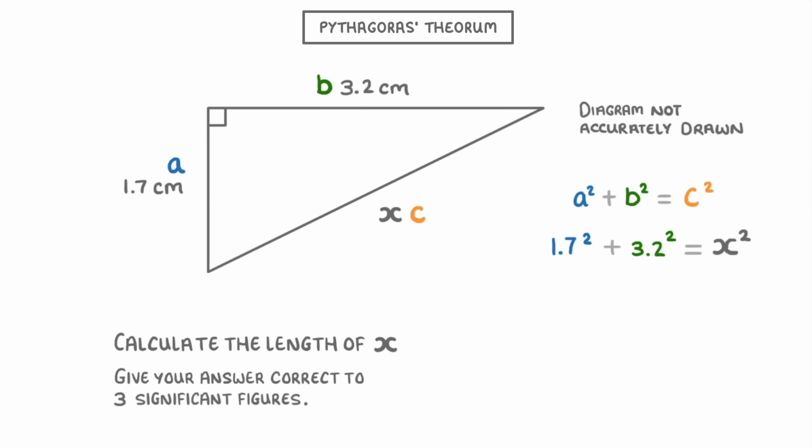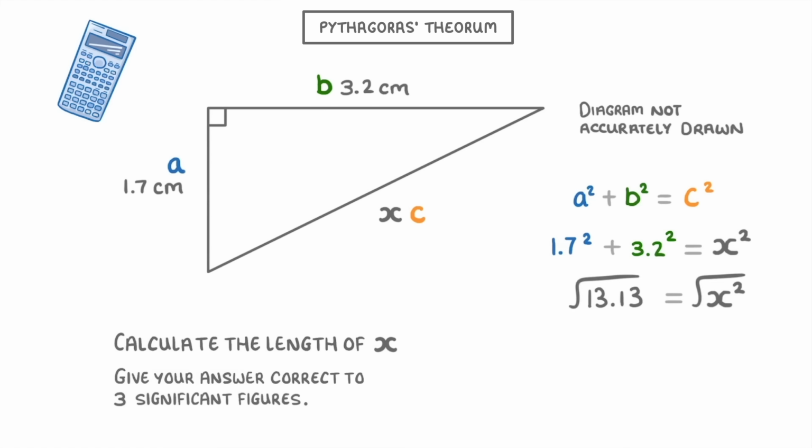Then the final step is to solve the equation. A question like this will normally be in a calculator paper. So the best thing to do is put the whole 1.7 squared plus 3.2 squared into the calculator in one go, which gives us 13.13, which has to equal x squared. So to find x, we need to square root both sides, which to three significant figures, like asked for in the question, would be 3.62. So the length of our missing side is 3.62 centimeters.